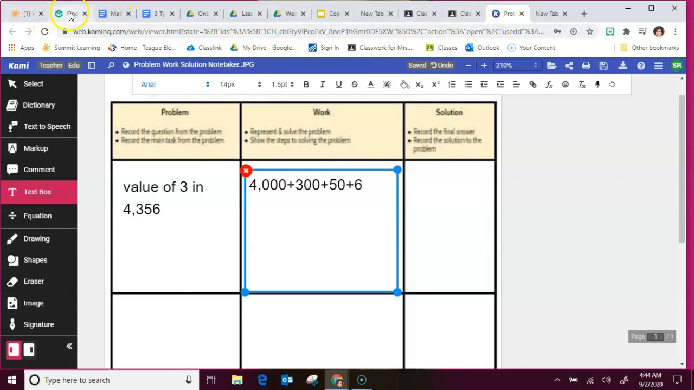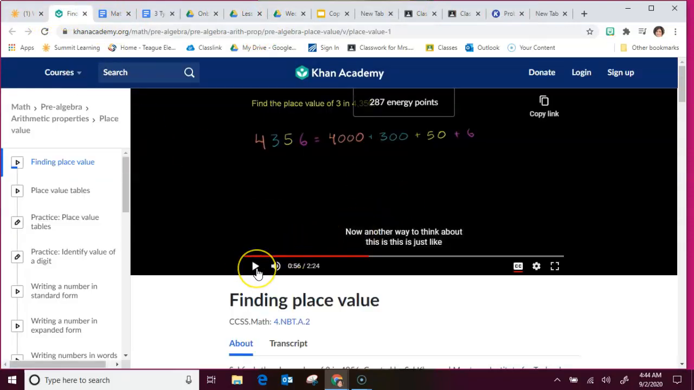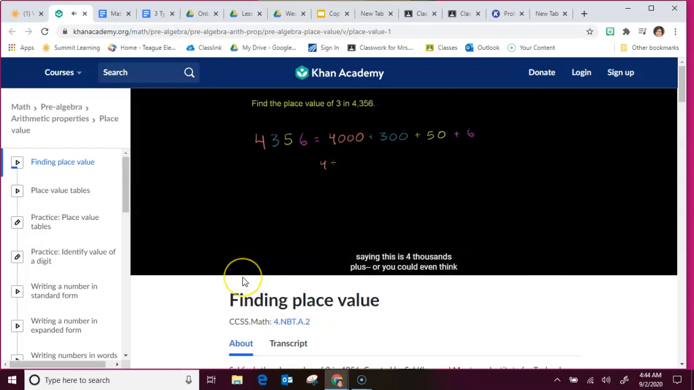Let's go back to the video. Hopefully you don't have as many tabs open as I do. This is just like saying 4,000s, plus, or you could even think of it as and, so plus 300s, plus 50, you could think of it as 5 10s, plus 6. And instead of 6, we could say plus 6 ones.